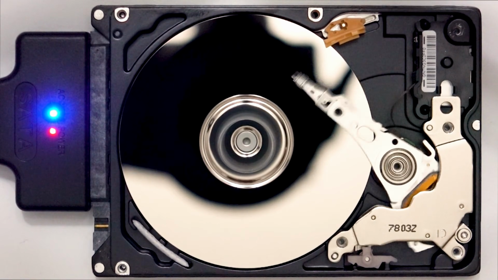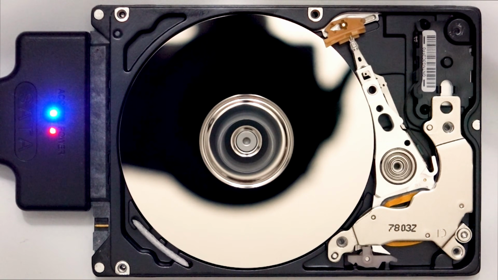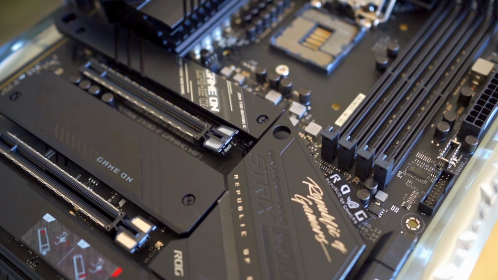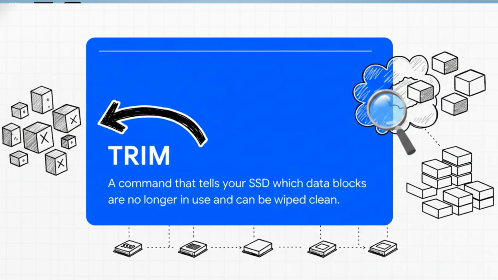SSDs write data on the drive in different ways, unlike hard drives. They can't overwrite data directly. So when new data comes in, the SSD must erase the old data, then write the new data on top of it. This process becomes slower as the drive fills up. And here comes an important feature, which is TRIM. Without TRIM, the SSD keeps useless data on the drive and the performance drops.